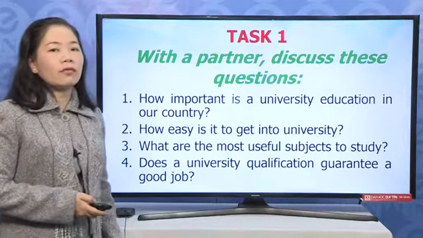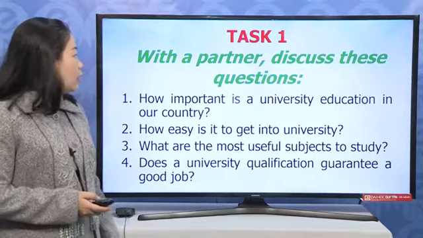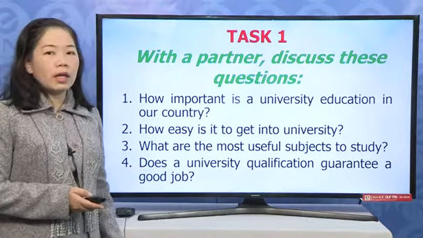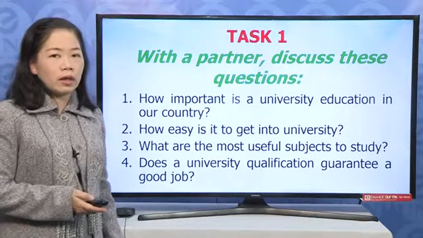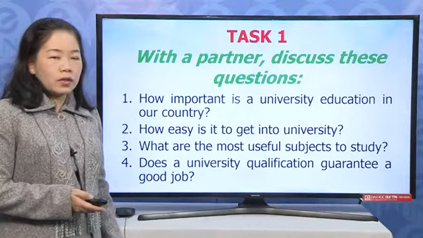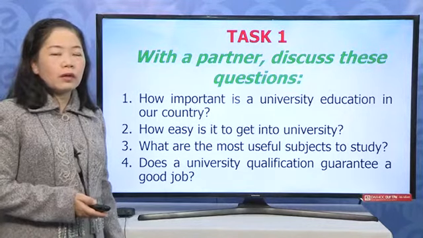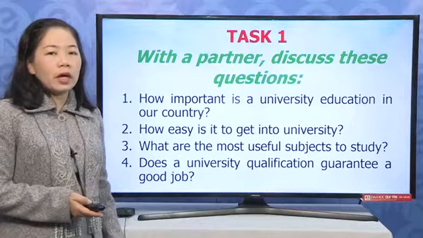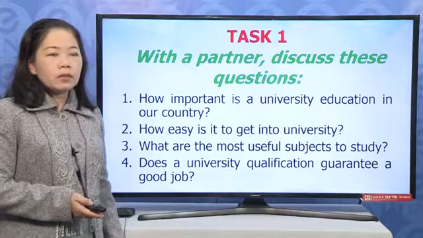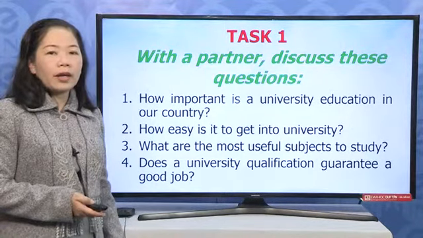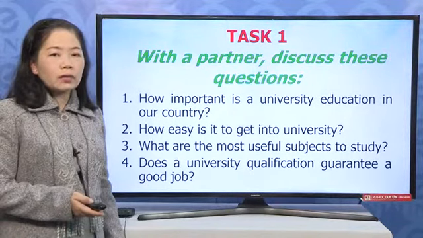And now this is task one for you to do with your partner. You discuss the following questions. Number one, how important is a university education in our country? In this question, you should briefly explain the importance of a university degree or education in Vietnam. For example, to help learners get a good job, to help learners gain a high social position, to help learners gain other people's respect.